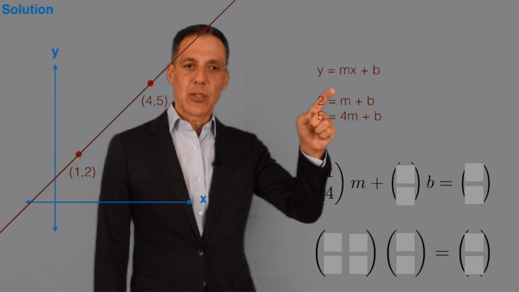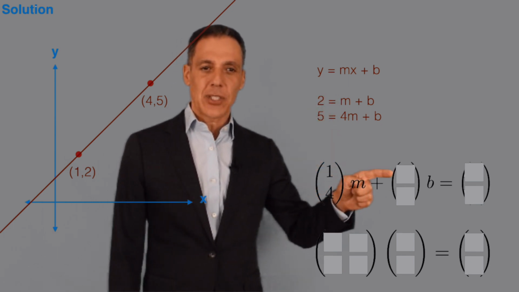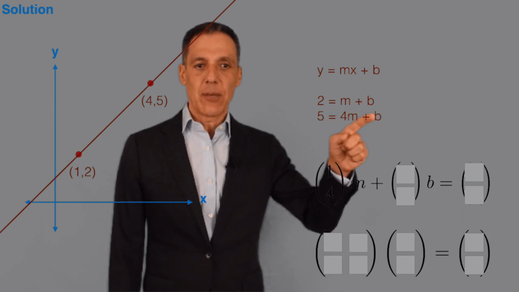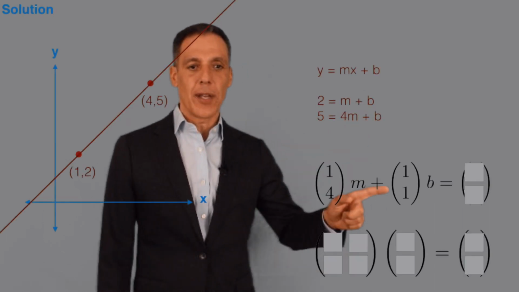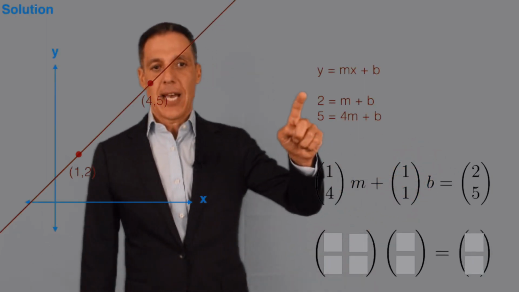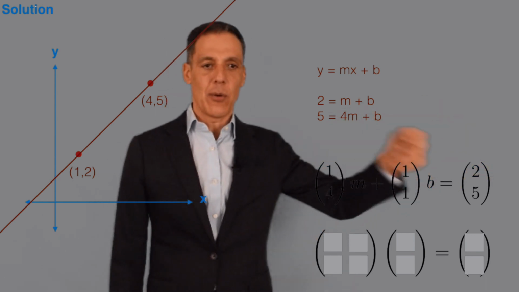So this column is 1 and 4 is multiplying M. All right, let's guess what's going to happen here. Well, let's not guess. Let's figure it out. 1 hits B and 1 hits B, so that must be 1, 1. And then, of course, the 2, 5 over there must be what's on this equation. Of course, I've just flipped this to put the unknowns on this side and the knowns on this side.